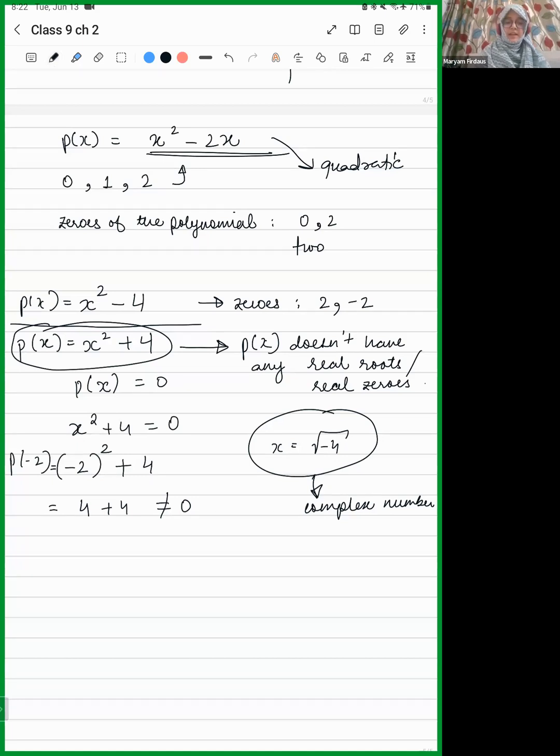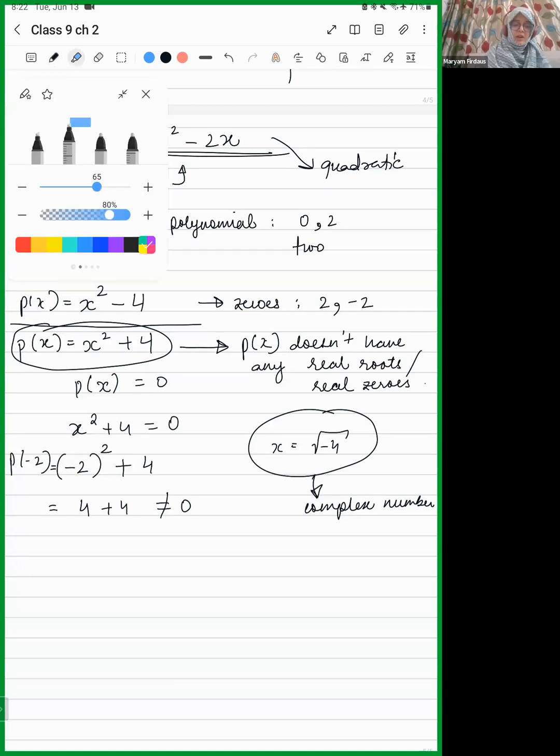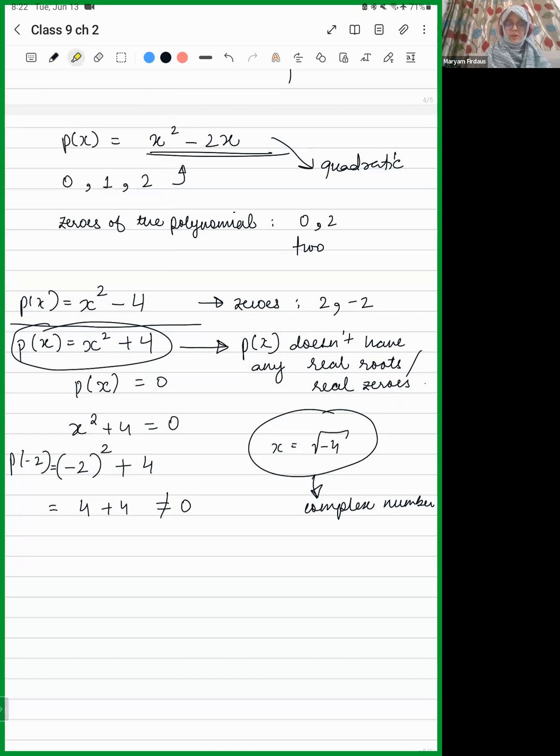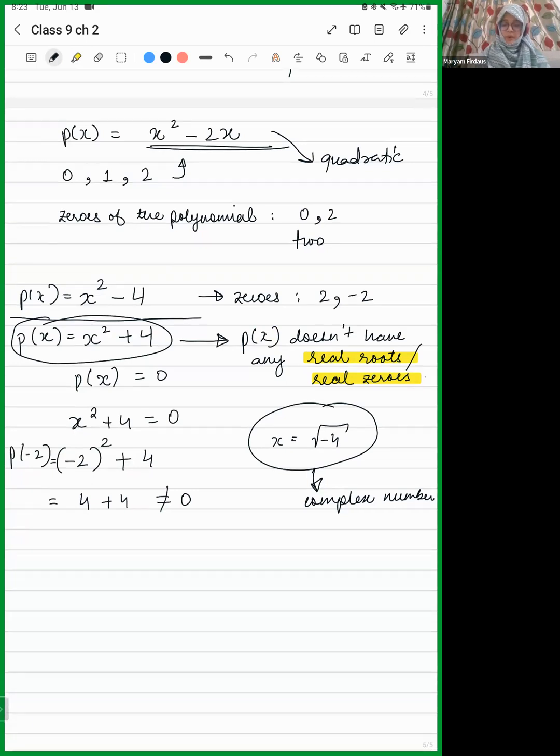To be on the safer side, if you have such a question, you should write in your answer that it doesn't have any real roots. If you want to further write what the complex roots are, then you can write that complex roots are like this. But you have to mention that it doesn't have any real roots. Is that clear? Yes, ma'am. Okay.